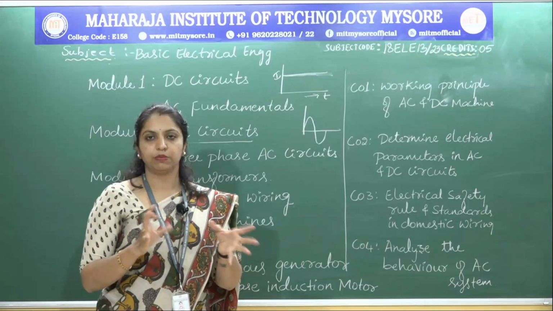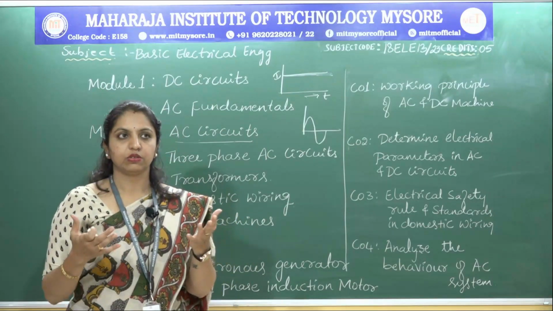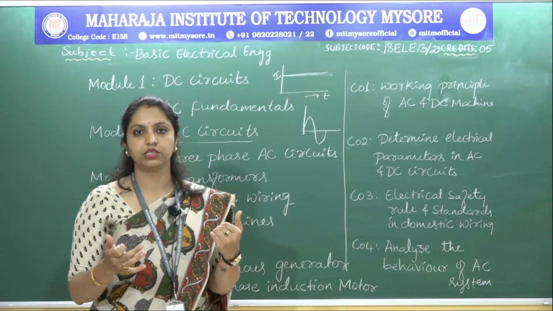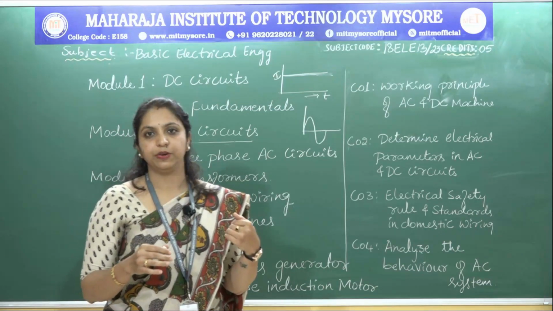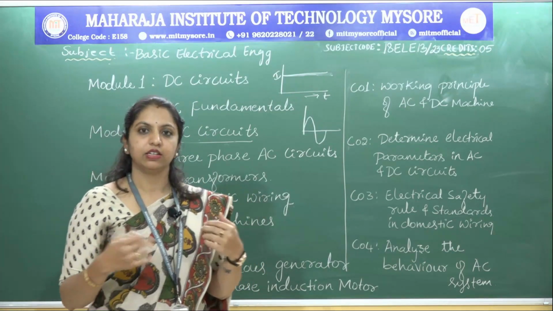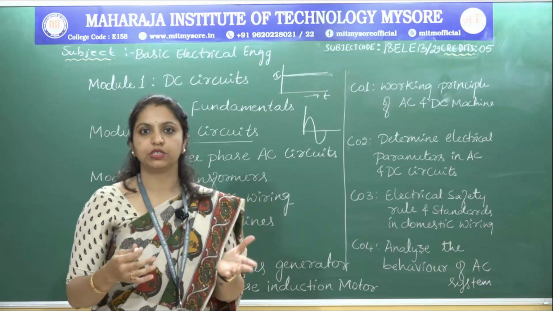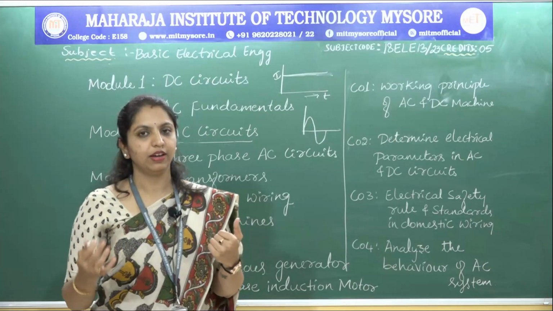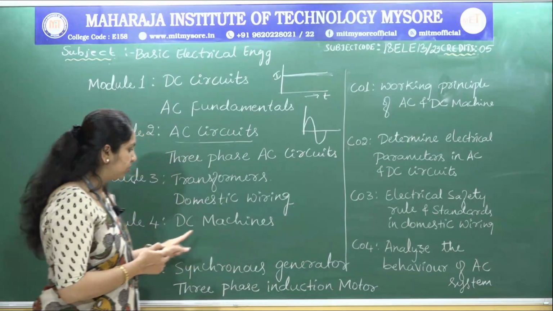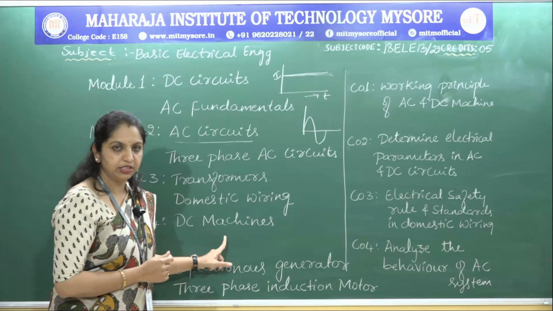Before that, you should know the definition of generator and motor. A motor is any device which converts electrical energy into mechanical energy. A generator is vice versa, that means the device which converts mechanical energy into electrical energy is nothing but a generator. In this chapter, you are going to study the DC generator and DC motor.